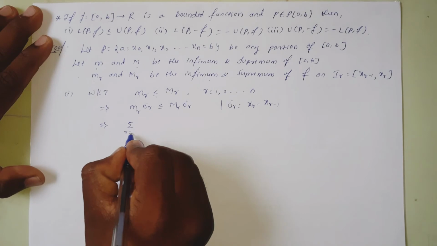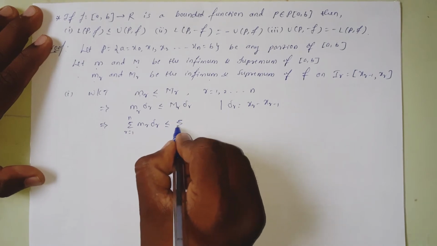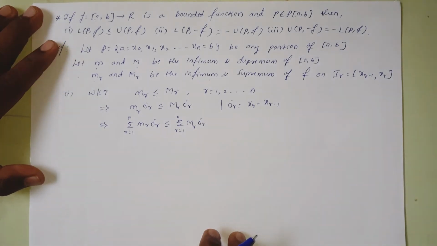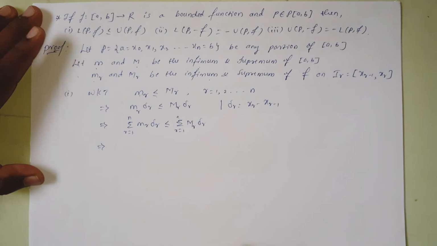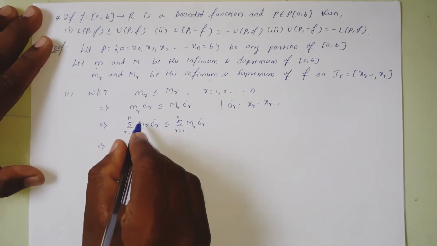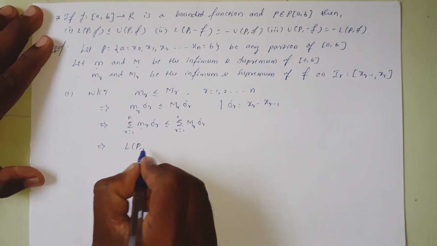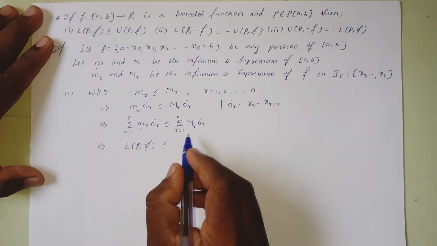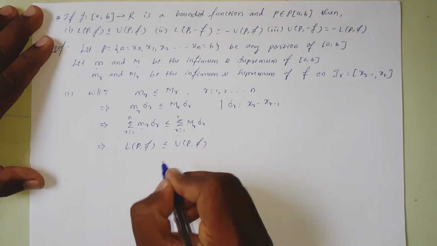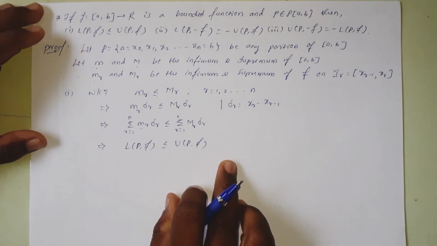So, now the summation over r equal to 1 to n of small mr delta r is less than or equal to the summation over r equal to 1 to n of capital Mr delta r. And again, by using the definitions of lower Riemann sum and upper Riemann sum, where small mr is the infimum, that sum will be the lower Riemann sum, that is LPF, which is less than or equal to the one with the supremum, that is the upper Riemann sum UPF. So, therefore, the first result is proved, that is LPF is less than or equal to UPF.